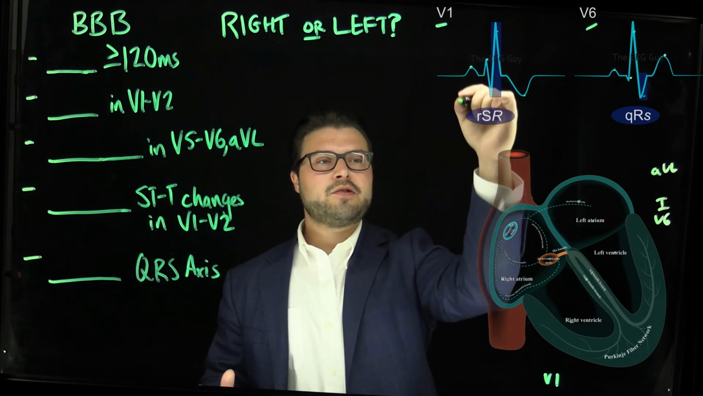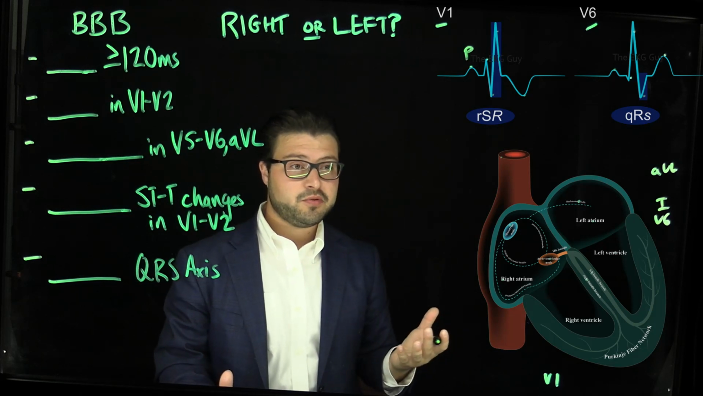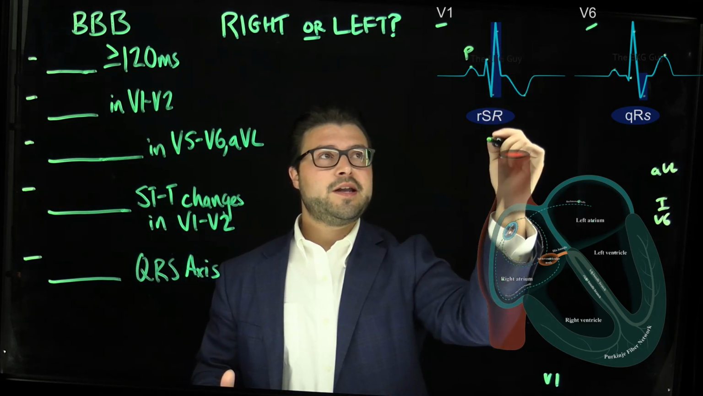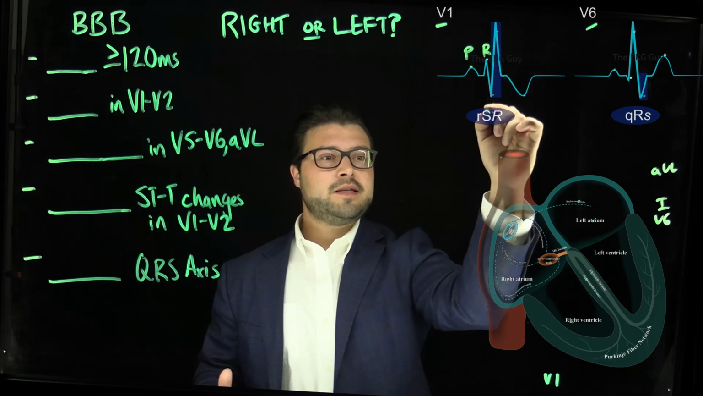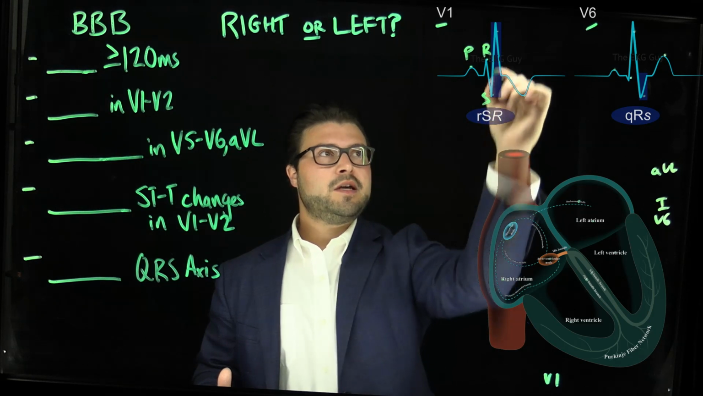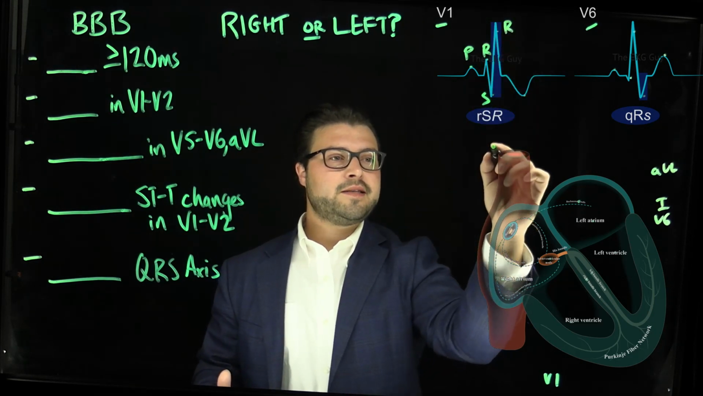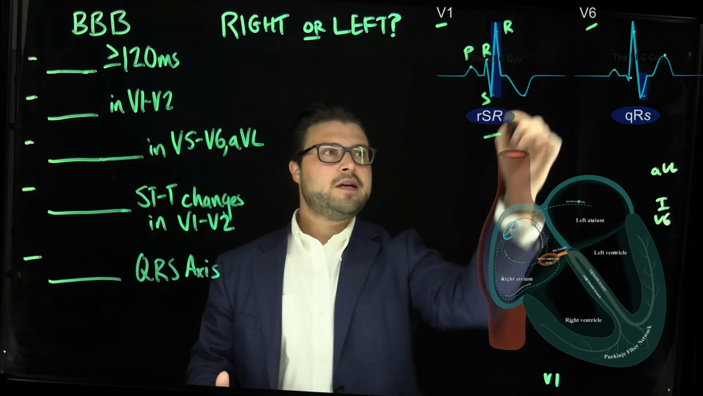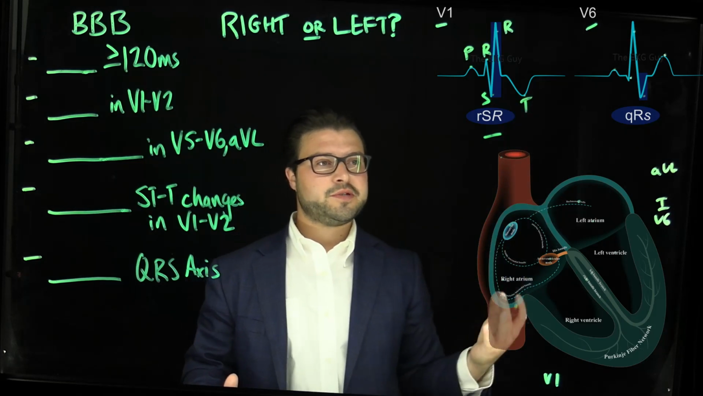In V1, this first positive deflection is what we call a P wave, representing atrial depolarization. Then we get to this QRS complex that I want to name. This first component here is an R wave, then this here is an S wave, and here is an R wave again, and that's where this RSR complex name comes from. And then here at the end, you have what's called a T wave, representing ventricular repolarization.